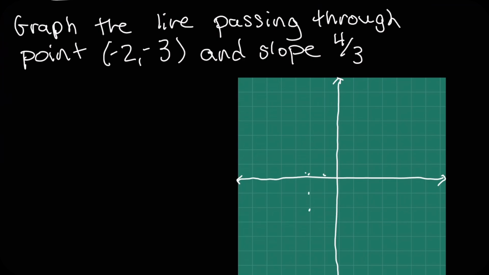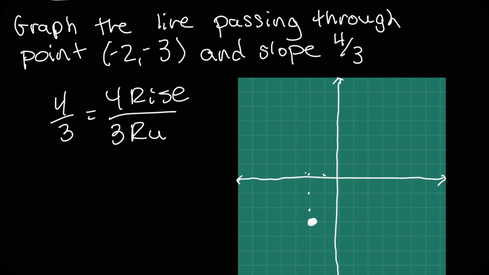1, 2, 3. Now remember, we have a slope of 4/3, which is a rise over run. So 4/3 equals 4 rise, divided by 3 run. So let's go ahead and rise 4: 1, 2, 3, 4, and then we'll go ahead and run 3: 1, 2, 3. And then go ahead and connect your points.